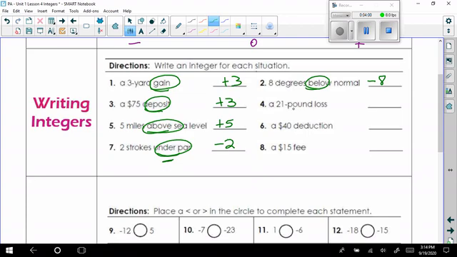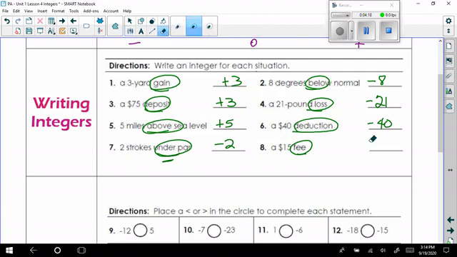So then this one's pound loss. Some of these words tell you exactly what it is. Some of them you're like, what does that mean? This is a deduction, so you're going to take it away. So it's going to be a -40. And a fee is going to be a -15, excuse me. I got ahead of myself.